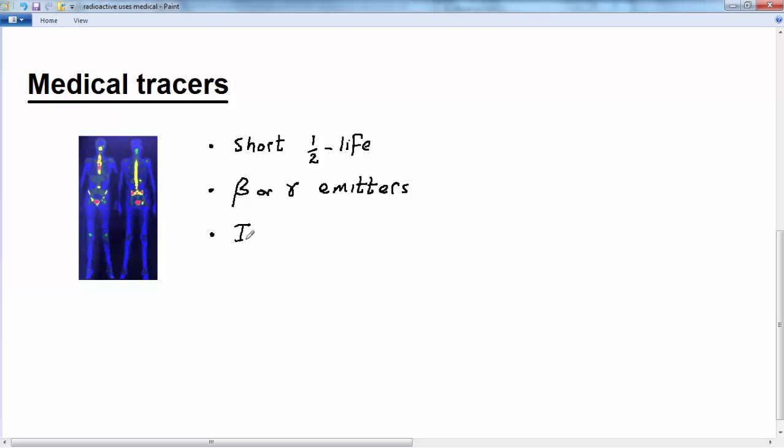Okay, so iodine, and that's used typically for imaging the thyroid gland. The thyroid gland tends to accumulate iodine, so iodine is a very appropriate tracer for this particular function. And not only is it used for imaging the gland, it's also used to treat thyroid cancer.